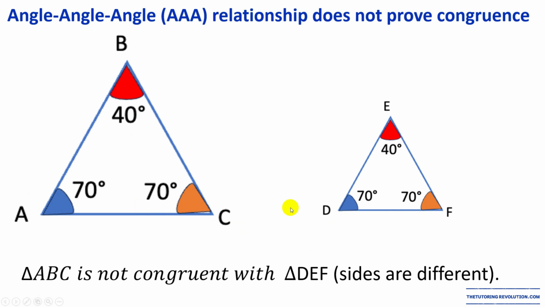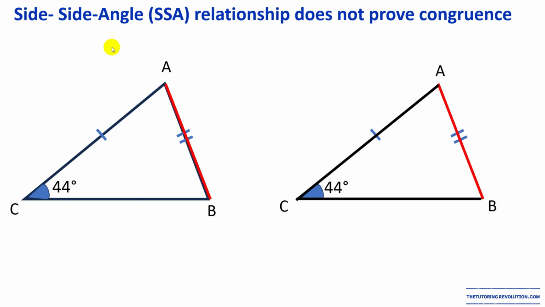Now, we have to be careful. Not all relationships prove congruency, okay? Here we have the relation of angle, angle, angle. These two triangles have the same angles, 40, 70, 70, 40, 70, 70. But they are not congruent. They have different dimensions. This is bigger than this. So having the same angles doesn't mean the triangles have to be congruent.